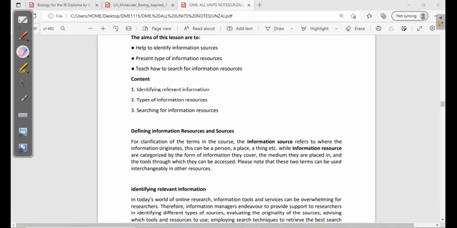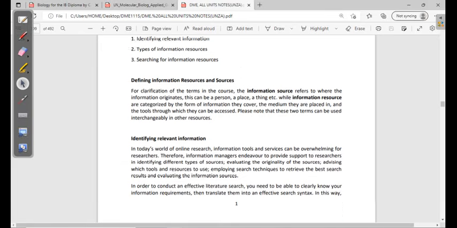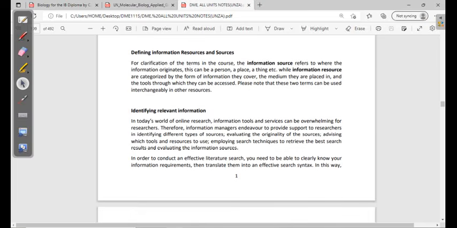Now, we are mentioning two words here, resource and source. What would be the difference between information resource and information source? For clarification of the terms in the course, information source refers to where the information originates. Simply, where are you getting information? If it is on this particular subject, where did the information come from? That can be a person, a place, or even a thing. It is the very specific location the information is coming from. That is the source of information.